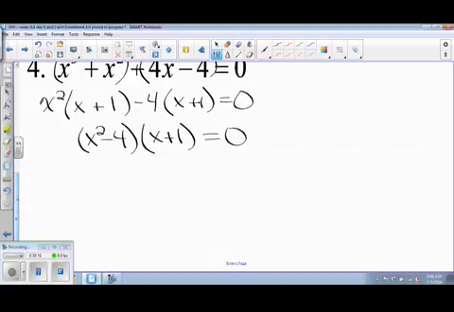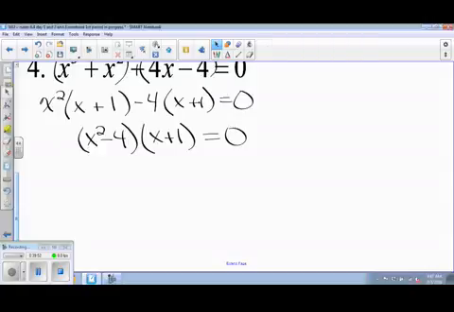Once it's factored, oh, wait a minute. Is it finished being factored? No. What could still be factored? X squared minus 4, what is that? The difference of 2 perfect squares. Well, you could right now set them each equal to 0 and solve, but it will be the same thing. You'll get the same answers. Okay, I'll do it both ways.